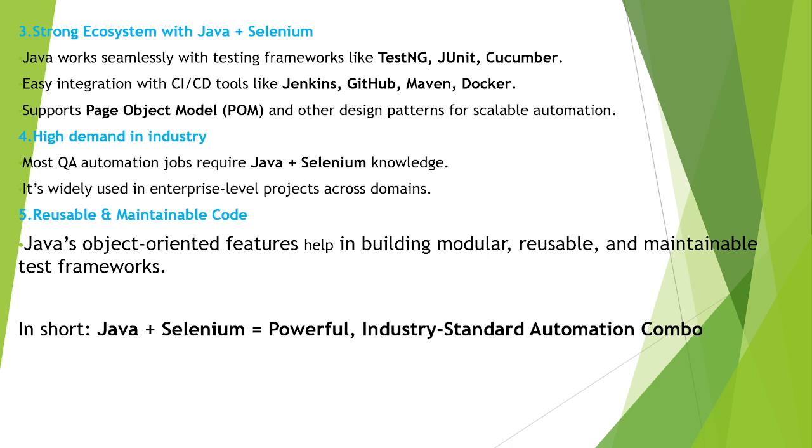Fourth, high demand in industry. Most QA automation jobs require Java plus Selenium knowledge. It's widely used in enterprise level projects across domains. Reusable and maintainable code. Java's object-oriented features help in building modular, reusable and maintainable test frameworks.